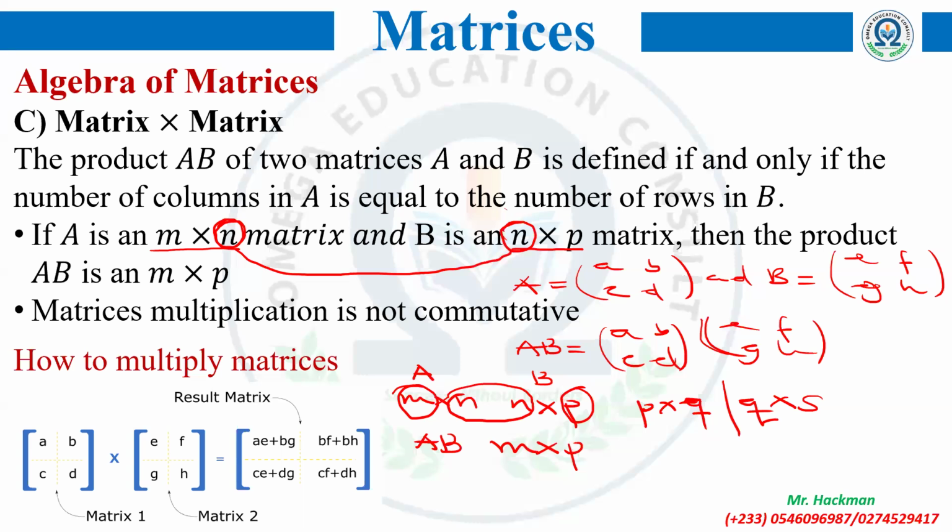Yes, please. It will be defined, because the column here must be the same as the row. The number of columns must be the same as the number of rows in your second matrix. So your inner values are the same. So once the inner values are the same, if you multiply a matrix of order P by Q and a matrix of order Q by S, what will be the order of your resultant matrix? It will be P by S, as simple as that.